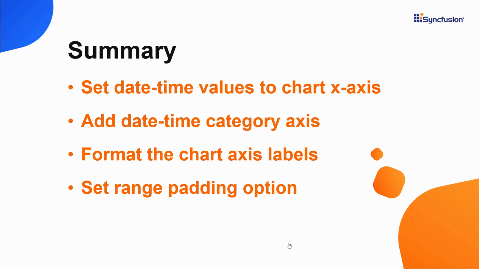Okay, let's quickly recap what we have seen so far. We have seen how to customize the datetime x-axis of Blazor charts by customizing its value type and range padding. We also saw how to format the axis labels.